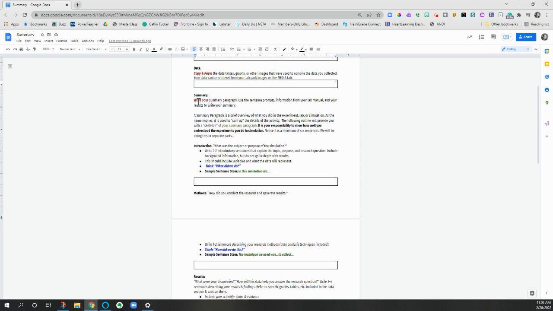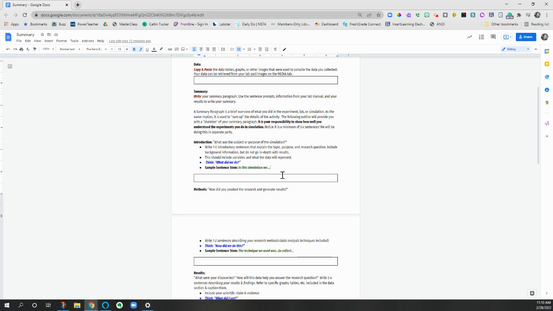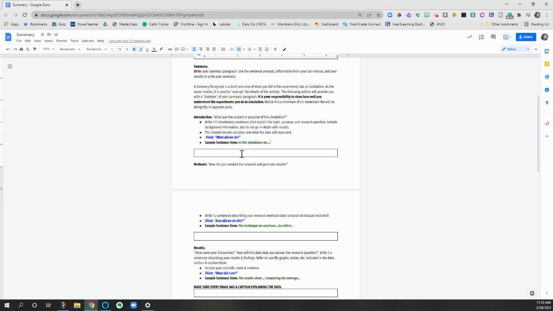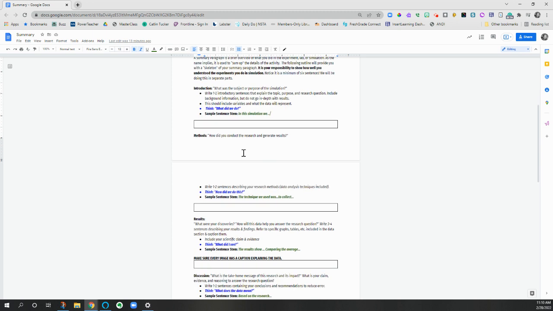Then I jump down to the summary, just like we're used to. After I've included all the screenshots, data, and the research question, now I'm getting ready to write my summary. I've rearranged this for you and added sample sentence stems, which are helpful hints for how to start the sentence. I've broken it down into its parts. Instead of just talking about the parts and making you write the paragraph, we're going to have 4 separate parts. Maybe in some of the final labs, we can put those all together.